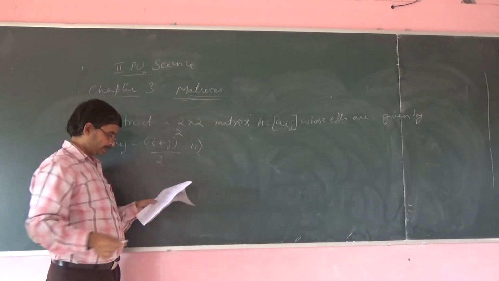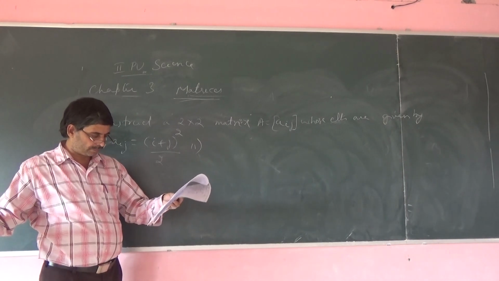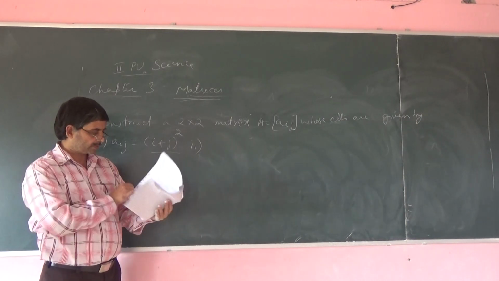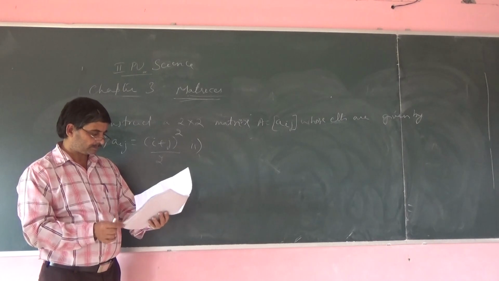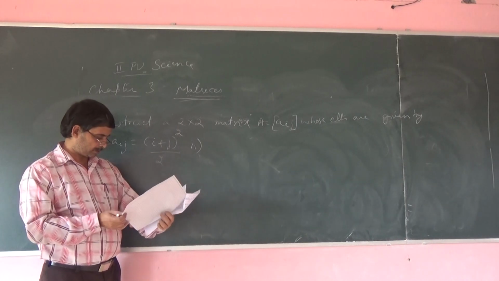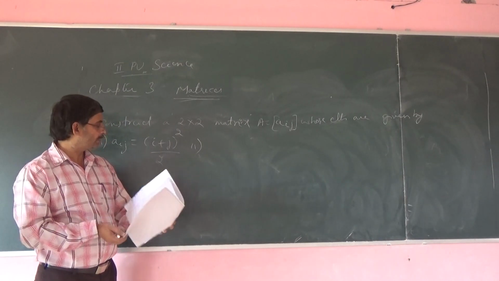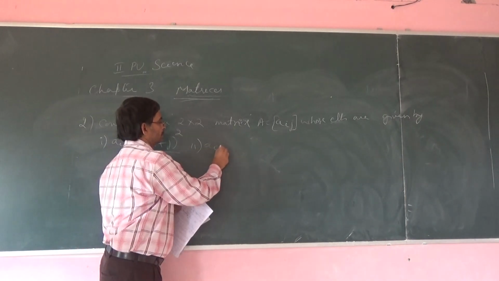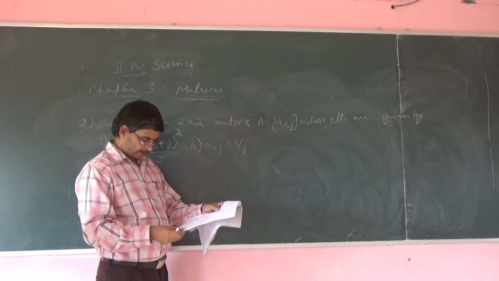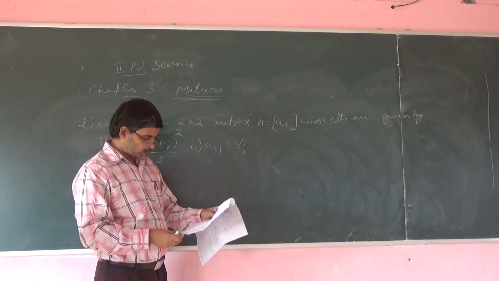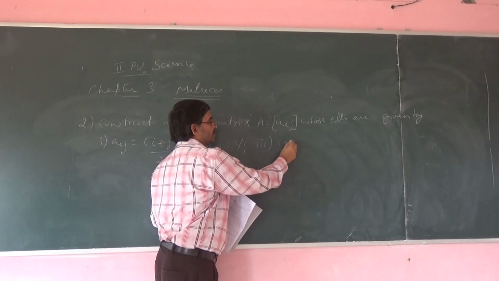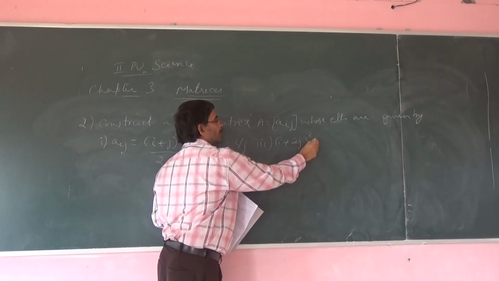Second one, Aij equal to I by j. Third one, Aij equal to (I plus 2j) whole square by 2.